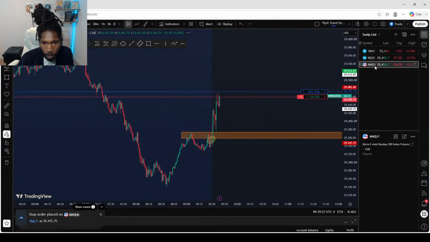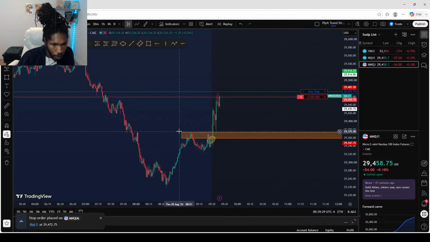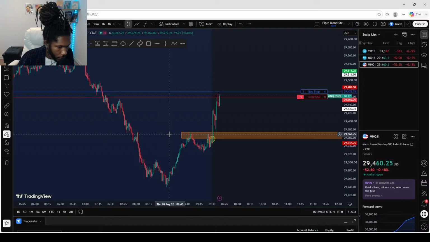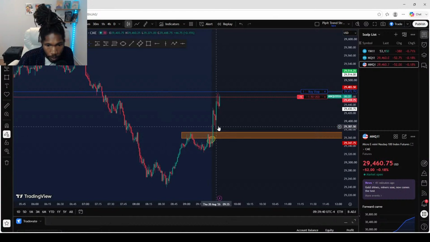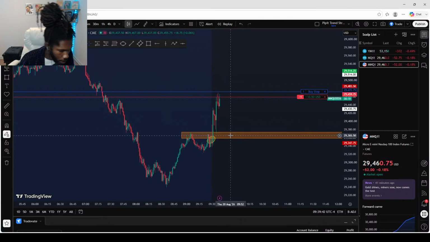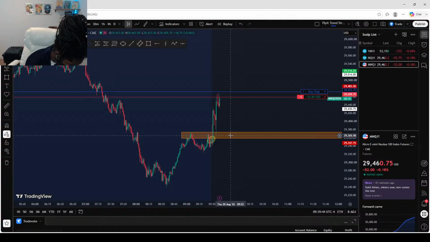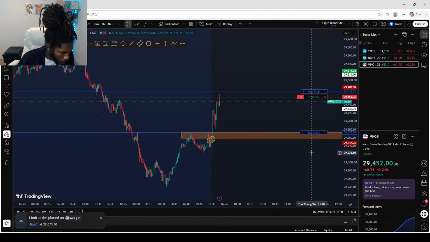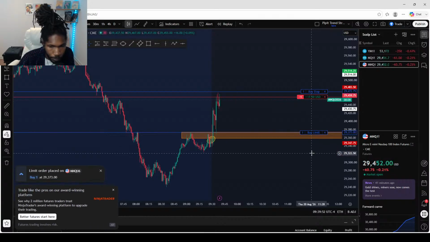We are on MNQ though. Small loss if it hits. We got a very tight stop. Very, very tight stop. But the target is going to be this low. There goes our profit target.